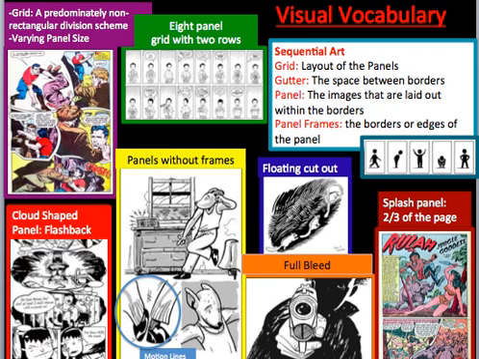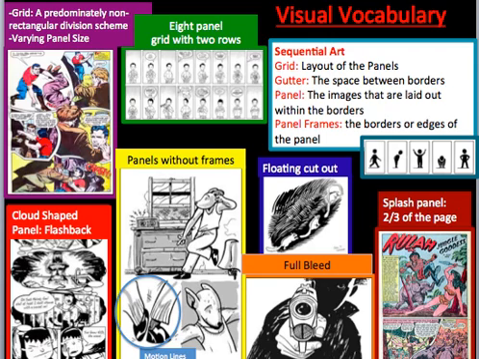So, sequential art. Some of the major terms to know are the grid, which is the layout of the panels, and the panels are the individual pictures. Gutter, that's definitely a term that we've heard a lot, and we use it in picture books as well. The panels, the images that are usually laid out with borders. The grid, the layout of the panels. The panel frames, the border or edges of a panel when drawn, are called frames. They are normally rectangular in shape, but they can be of other shapes, and they sometimes are.